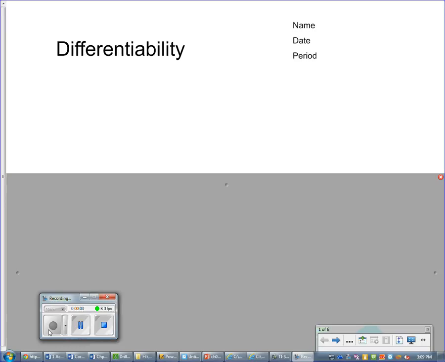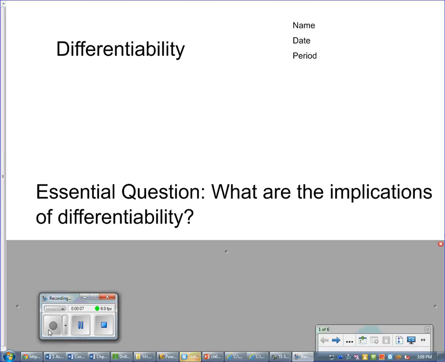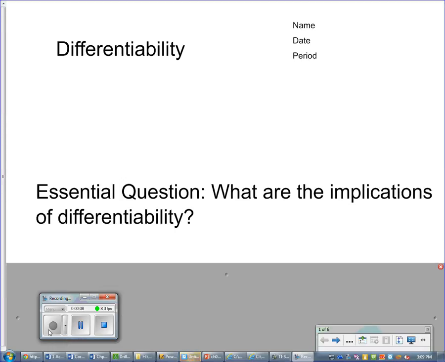The title of these notes is Differentiability. And the outcome: you're going to be able to answer the question, what are the implications of differentiability? It means, so what? Why do we care about a function being differentiable?